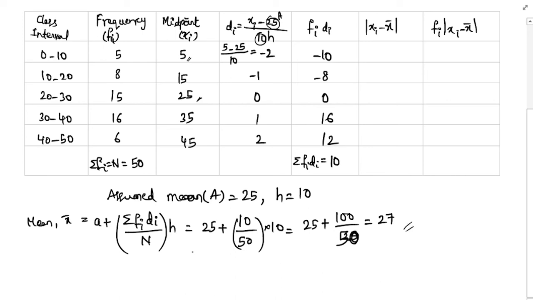So our x bar is 27. So we'll substitute this value in the table. So what do we get? Xi value is 5. This 5 minus x bar, 27, is equal to 22. Similarly, 15 minus 27 will be 12. Then 2, this is 8, this is 18.